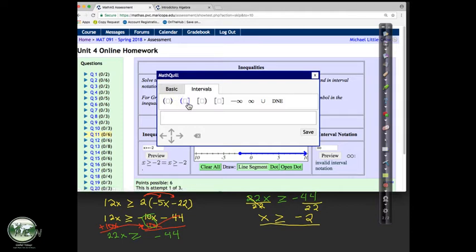Okay, oh, you can choose it. We know it's going to be bracket parentheses, so we'll choose that. We'll put our -2 arrow over, and this one also gives us parentheses, either positive or negative infinity. There we go. Isn't that a better way to do it? Okay, I think we're good.